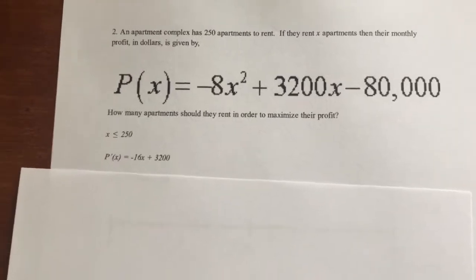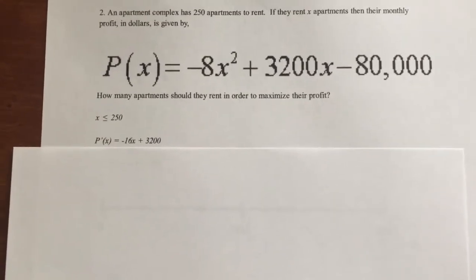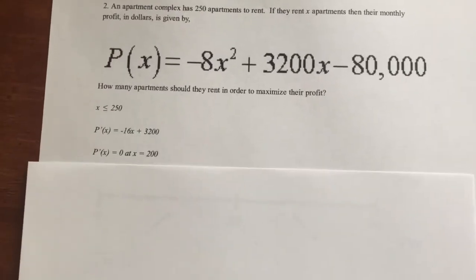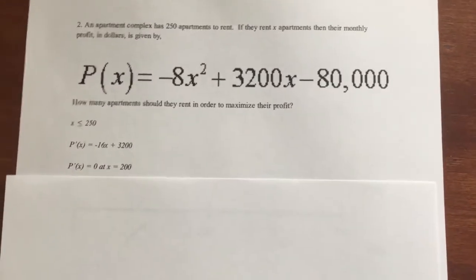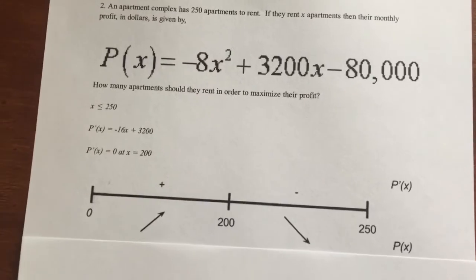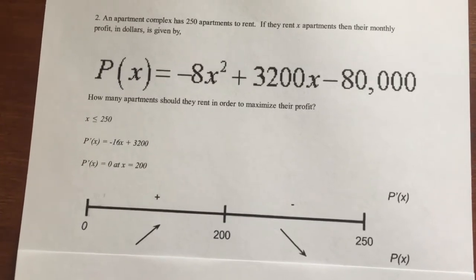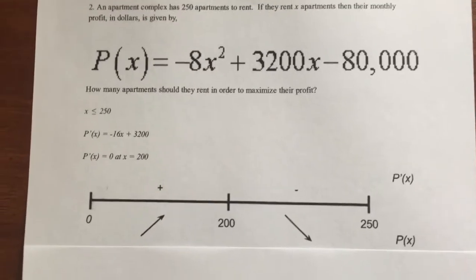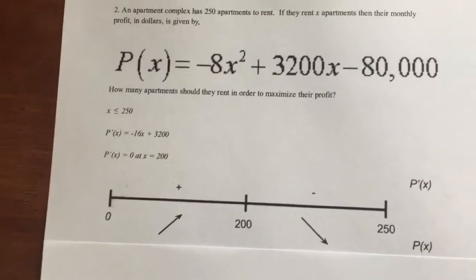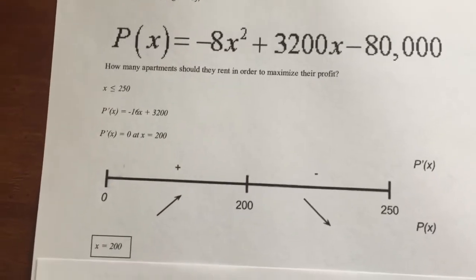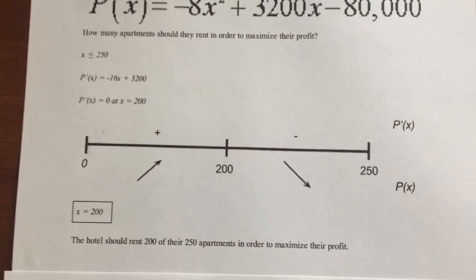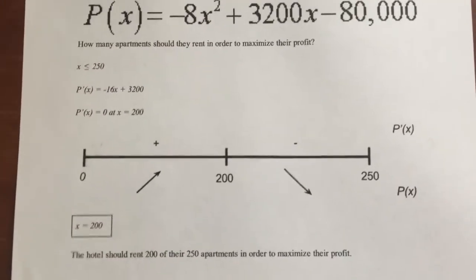The next step is to take the derivative of our equation, which is already given to us. So we can see that p prime of x equals negative 16x plus 3200. We set p prime of x equal to 0, and we can see that x equals 200. Making a sign chart, we can see that x equals 200 is a point where p prime of x goes from positive to negative, which means that this is a maximum. And since we are trying to find the maximization of their profit, this point works for us. So, x equals 200. So the final answer to our question is, the hotel should rent 200 of their 250 apartments in order to maximize their profit.